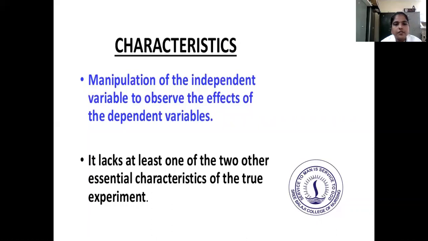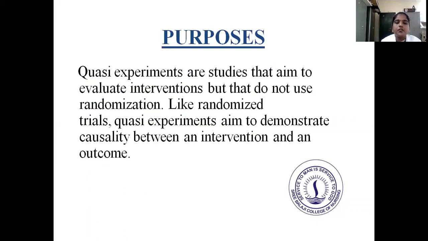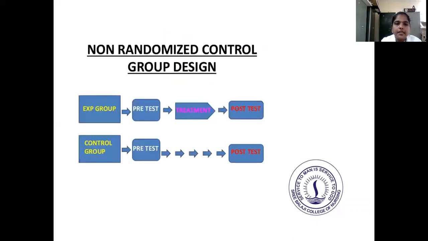Then, characteristics of quasi-experimental research design. First one is manipulation of the independent variable to observe the effect on the dependent variable. Second one is, it lacks at least one of the two other essential characteristics of true experimental design. Then, purpose of quasi-experimental design. Quasi-experiments are studies that aim to evaluate interventions but do not use randomization. Like randomized trials, quasi-experiments aim to demonstrate causality between an intervention and an outcome. This is the purpose of quasi-experimental design.